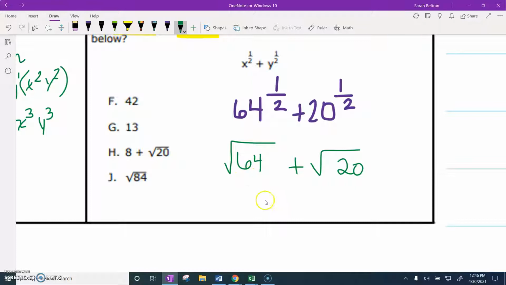All right, now square root of 64, it could be plus or minus 8, but it doesn't look like we have any different solutions here. So it's just going to be 8 plus the square root of 20. We can simplify this radical, but it doesn't look like it wants us to, so it's just H.